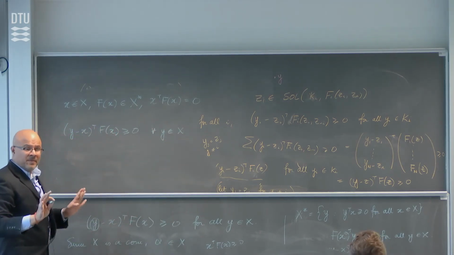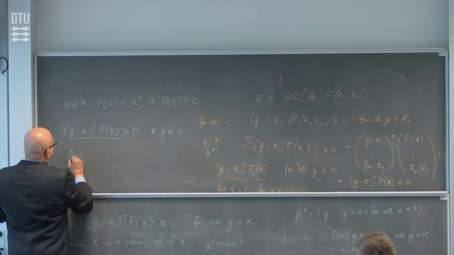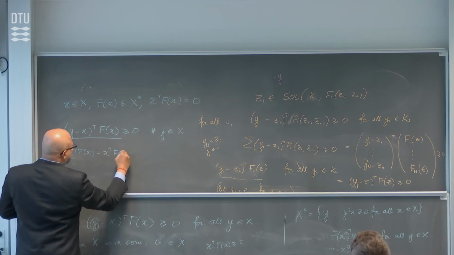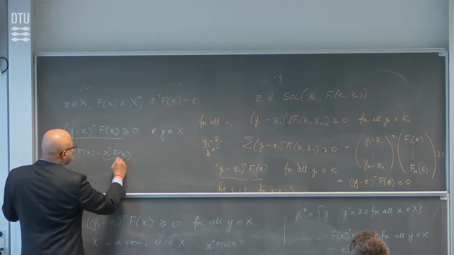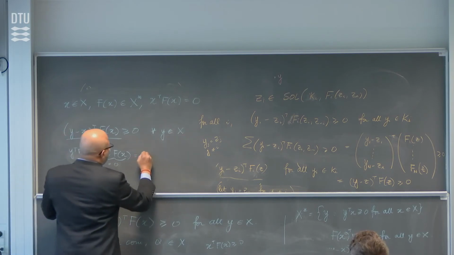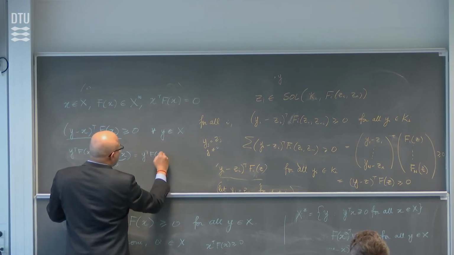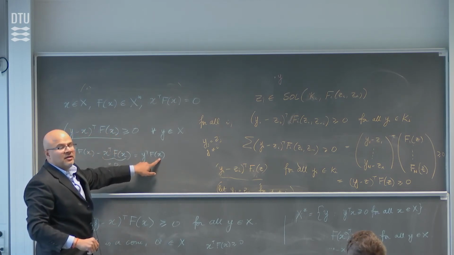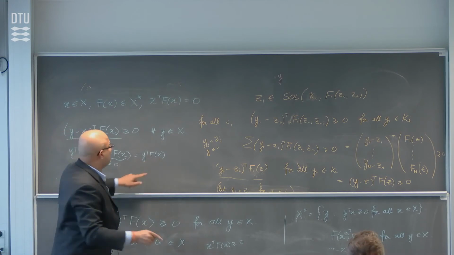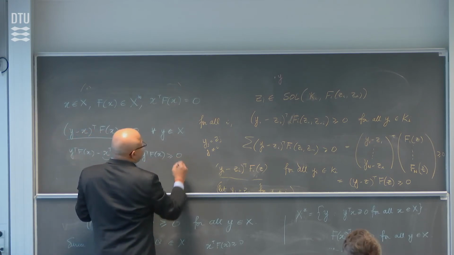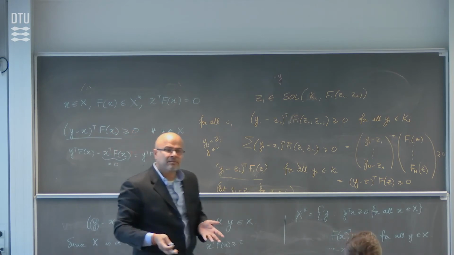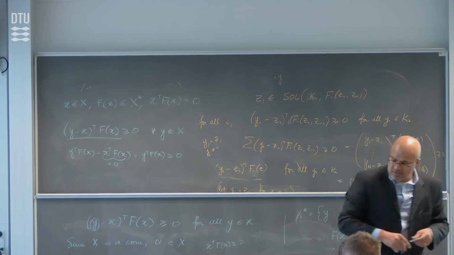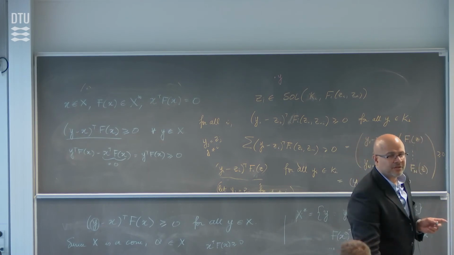Agreed? But look at this. This is just y transpose f of x minus x transpose f of x. What do we know about this? This is 0. You get y transpose f of x. But what do we know about y transpose f of x? Where does f of x lie? In the dual cone, right? Because it lies in the dual cone, this is always greater than or equal to 0. We get our requirement. Okay? So that allows us to go in each direction. Okay?